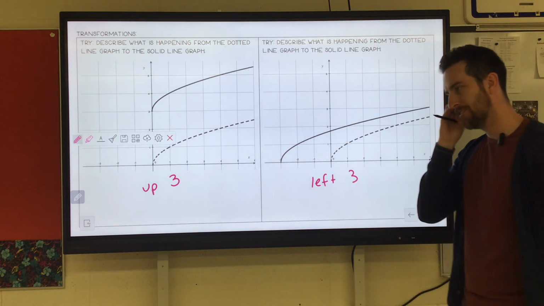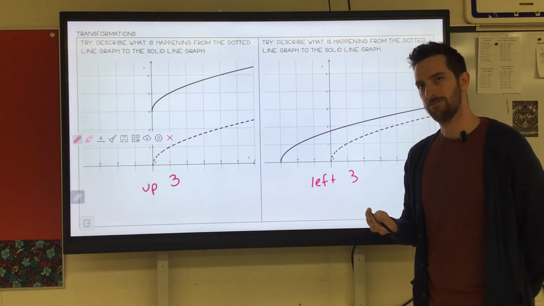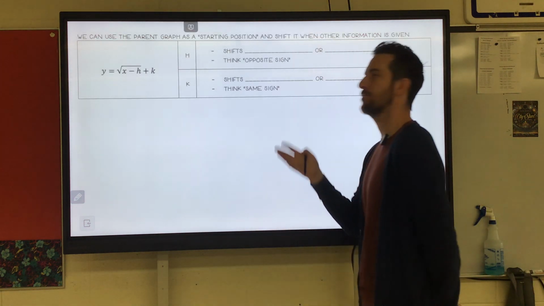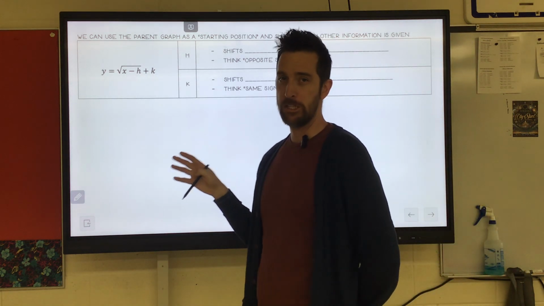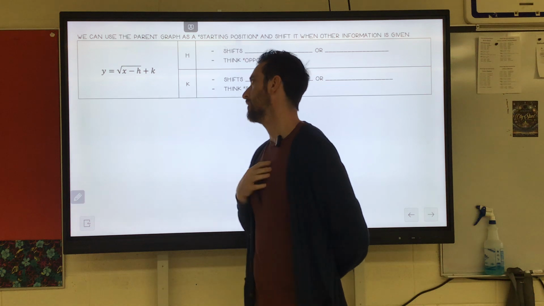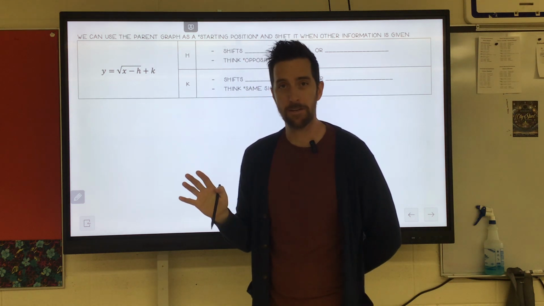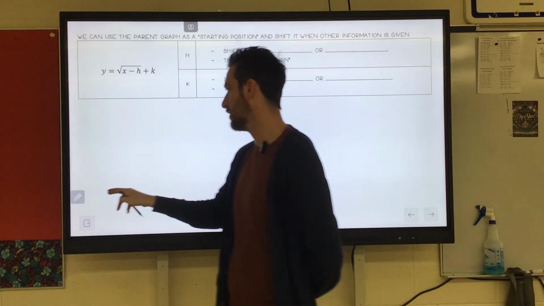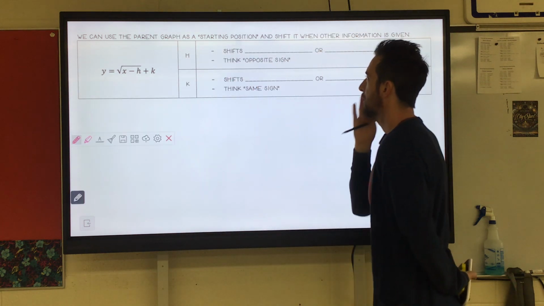If only there was a general equation that we could use to determine the up, down, left, right shifts. Here it is: y equals the square root of x minus h, plus k. Now, very similar to when we graphed quadratics, the shifts are the same. When it's grouped in with the x, that's our horizontal shift, our left and right. Now that one kind of feels like it's the opposite.